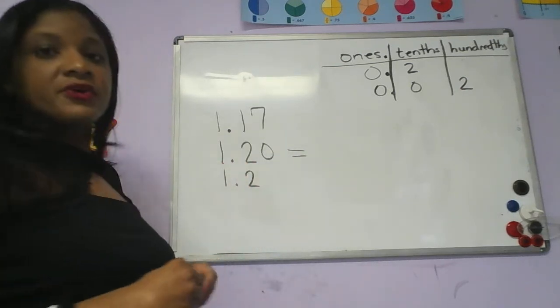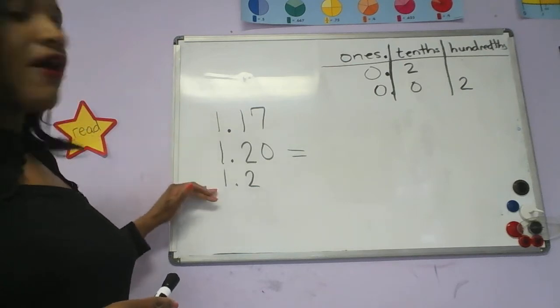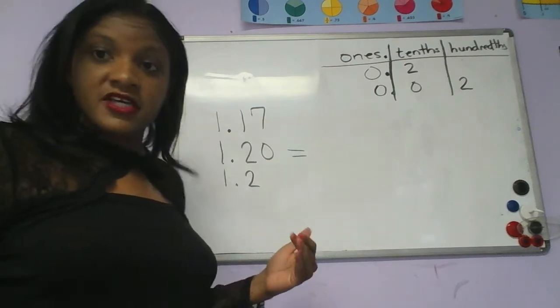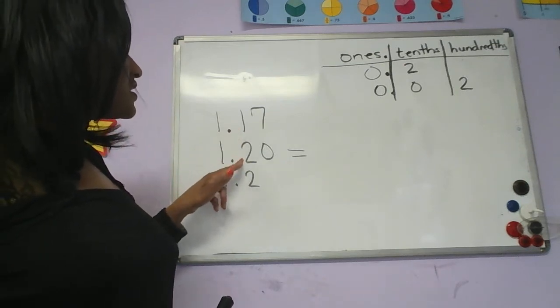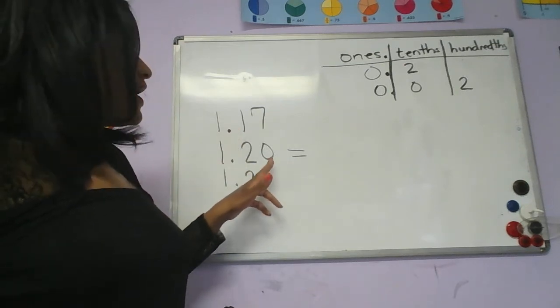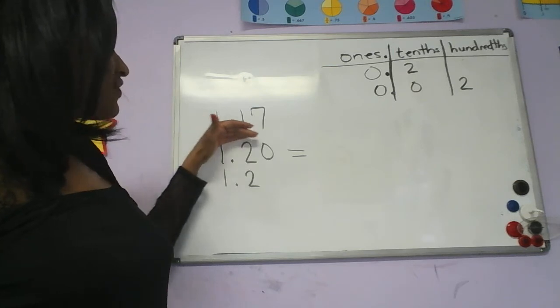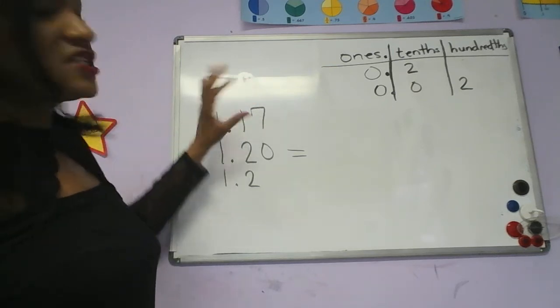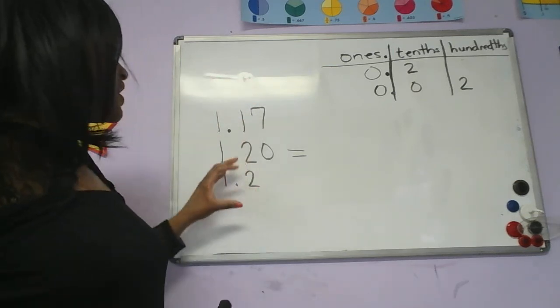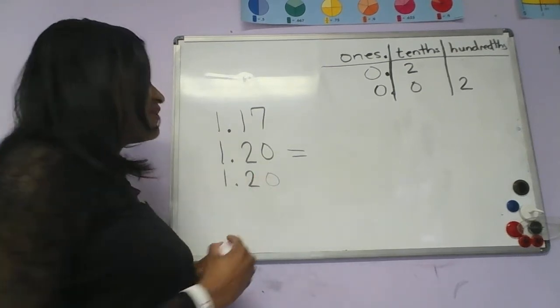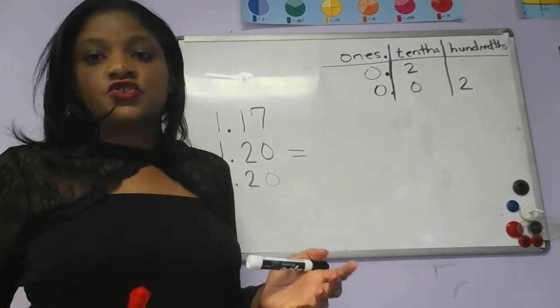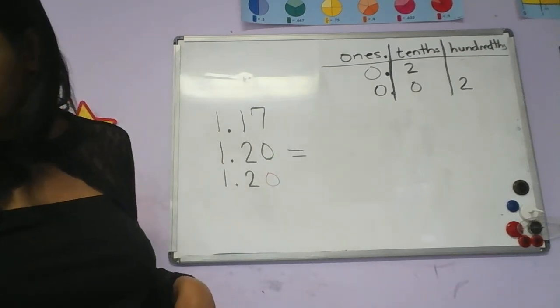So let me just put that right under here. If we're comparing all three of these, they all have a 1 in the ones place, so they're equal there. But this one has a 1 in the tenths. These two have a 2 in the tenths, and so these are the larger ones. 1.17 is clearly smaller. And between those two, we can see that they both even have a 0 in the hundredths place, so they're equal that way.